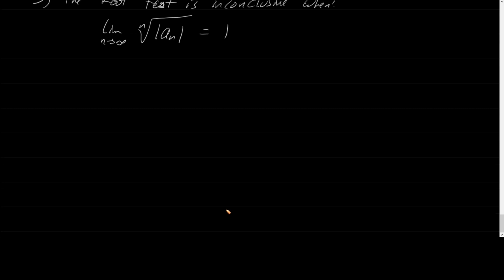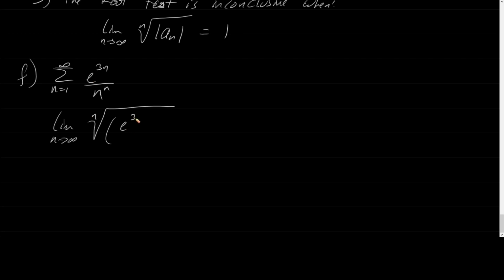So example F. Let's say we have a series from n equals 1 to infinity of e to the 3n over n to the n. All right. So let's use the root test. The limit as n goes to infinity of the nth root of e to the 3n over n to the n. And at this point, well, what does that do for us?